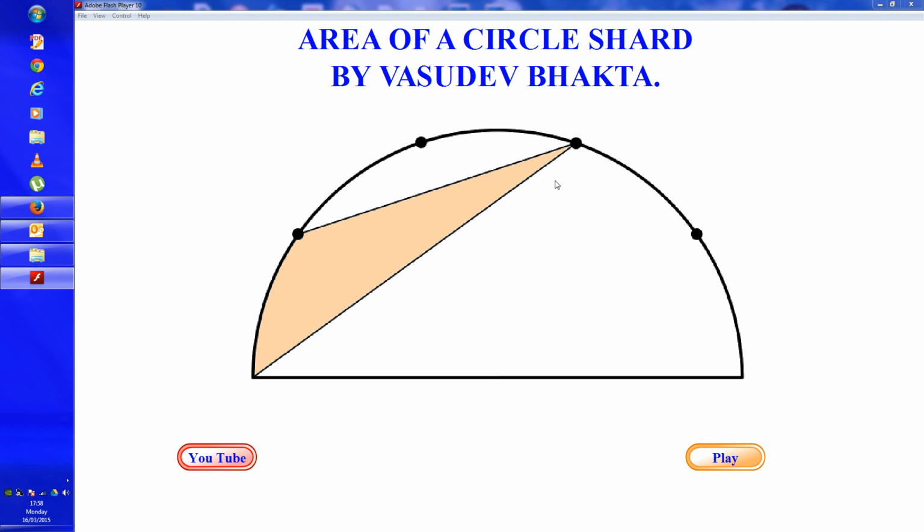Area of a circle shard. That's the shaded region on this semicircle here. Let's play.